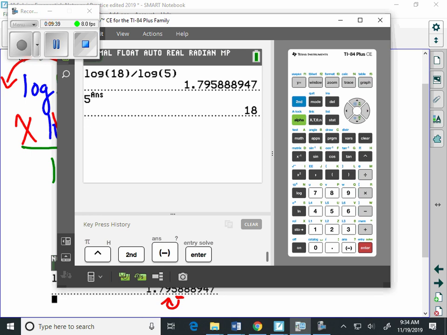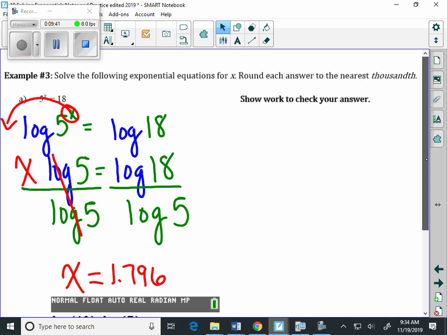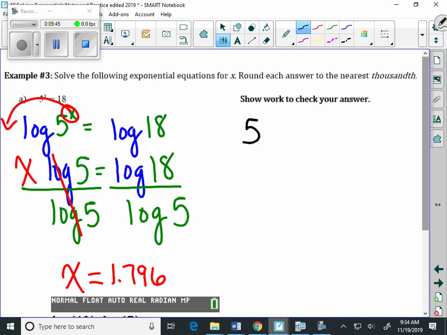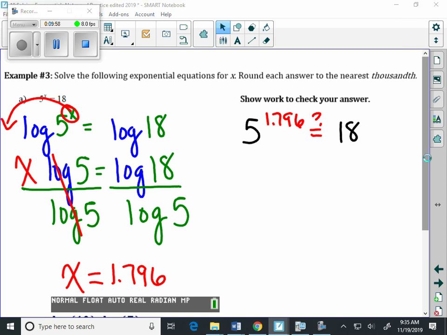In terms of showing your work to check your answer, essentially what you're saying is 5 to the 1.796. And the question is, does that equal 18? But we just saw that when we checked it in our calculator here.